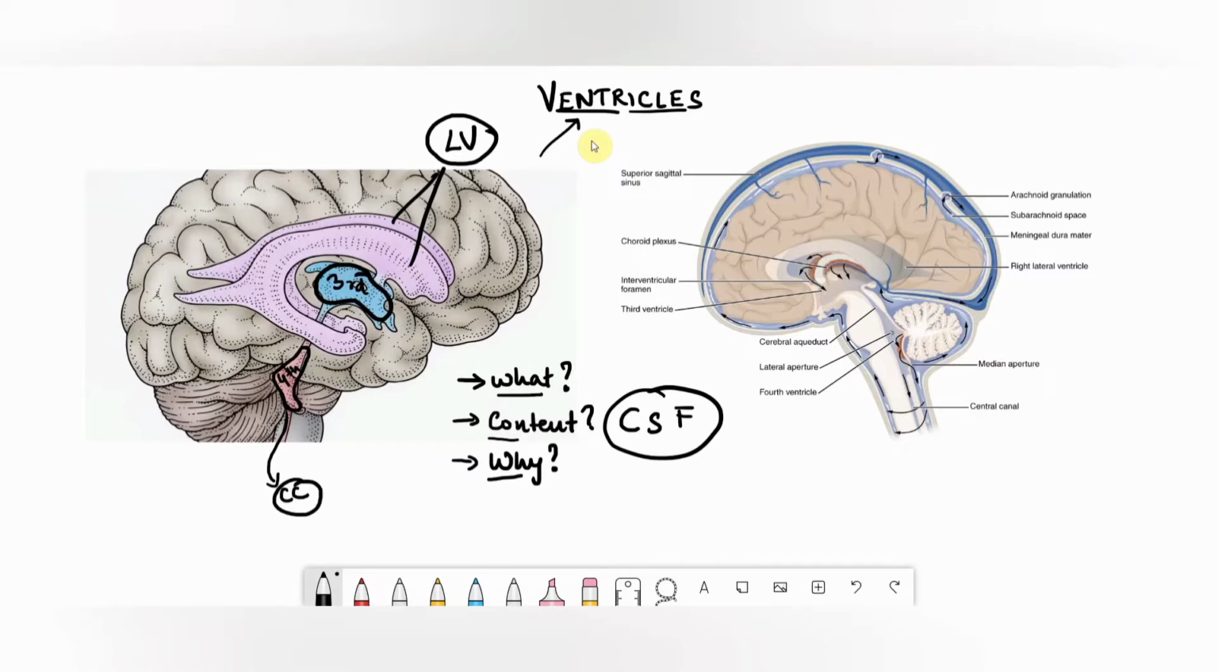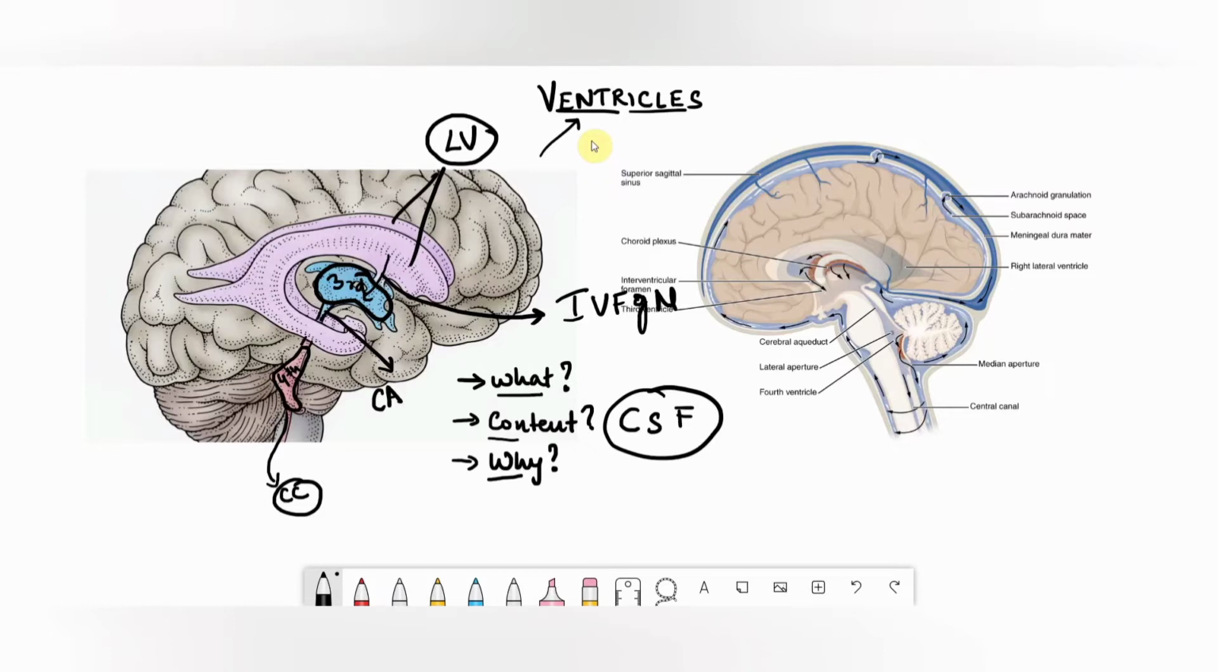Now, how does the fluid flow through these structures? From the lateral ventricles, the fluid enters the third ventricle through a foramen called the interventricular foramen of Monro. So there is a foramen through which the cerebrospinal fluid from the lateral ventricles exits into the third ventricle, called the interventricular foramen of Monro. From the third ventricle to the fourth ventricle, there is a narrow passage called the cerebral aqueduct, which drains the CSF from the third ventricle into the fourth ventricle.